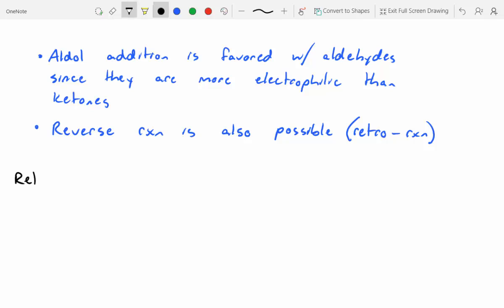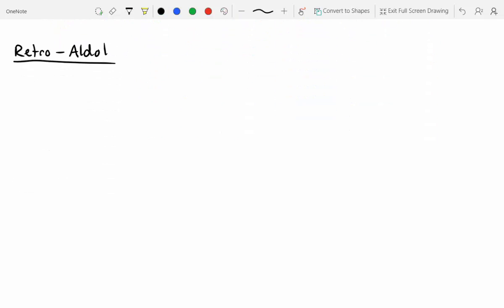So let's take a look at the retro-aldol. If you can do a reaction backwards, you can probably do it forward, so this is a good check.